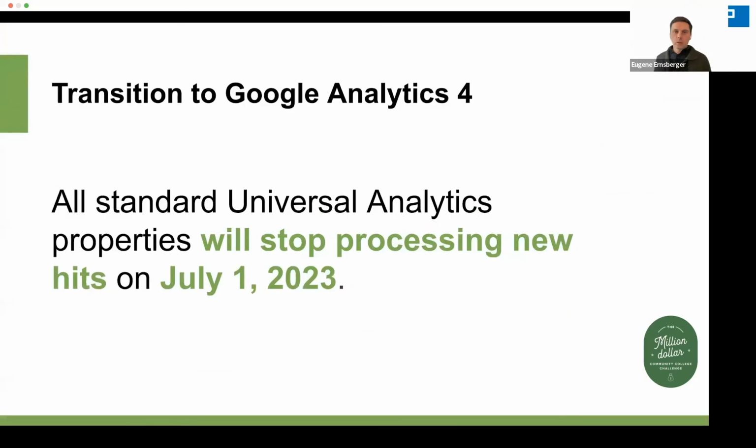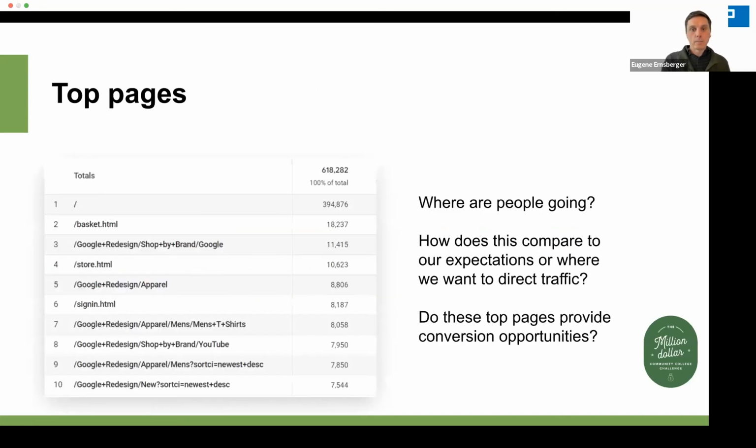Sure. So just one quick note, this is big news in the analytics world. All standard Universal Analytics properties will stop processing hits on July 1st of 2023. They're transitioning into Google Analytics 4. The experience of using it will not change that much, but how it tracks information does change a little bit. It's something to get familiar with. We don't have time to get into the whole range, but it would be unfair to not mention that as part of talking about where we are with Google Analytics today.